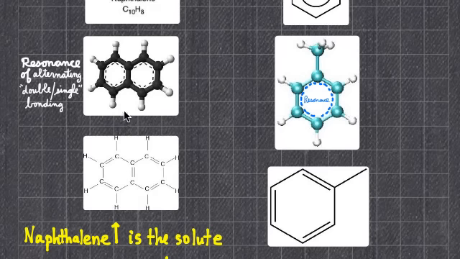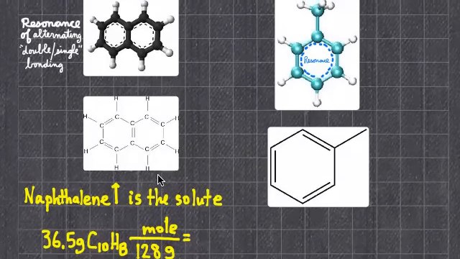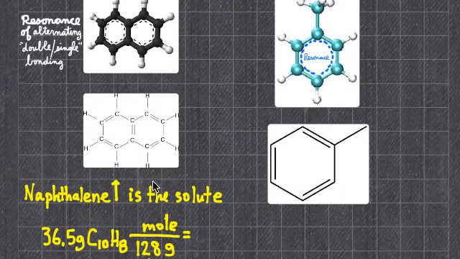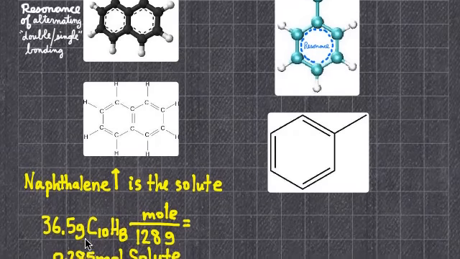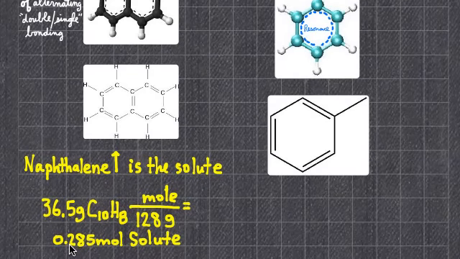This is naphthalene. Again, I have less of this, but I took the naphthalene, 36.5 grams, C10H8. 10 times 12 plus 8 is 128 grams per mole for this stuff. 36.5 grams divided by 128 comes out to 0.285 moles of solute. Now, if I was just describing molarity, I'd divide that 0.285 moles of solute by the total volume of the solution. But in this case, I want to do something different.